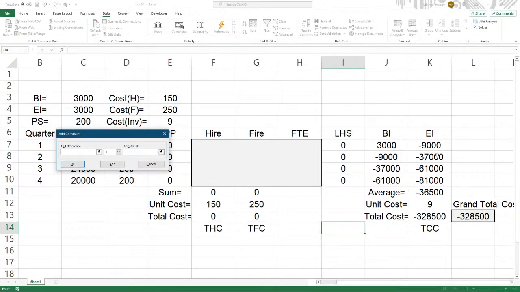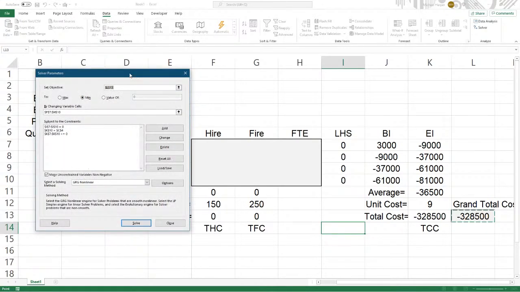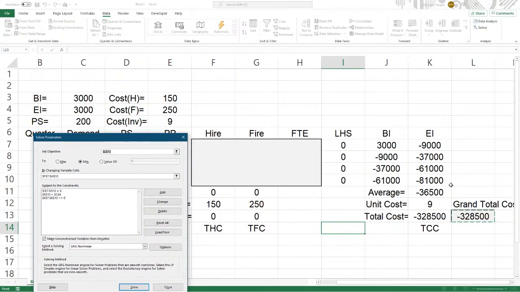Add. The ending inventory, all of these have to be greater than or equal to 0. We don't want negative inventory. No negative inventory, remember. Add. And finally, the ending inventory here, we want that to equal our ending inventory of 3,000. Say OK. In other words, we want to make sure that we begin and end with 3,000.